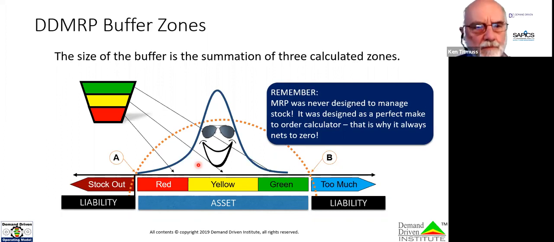And I think we just need to remember that MRP was never designed to manage stock. It was designed as a perfect make-to-order calculator. And that is why it always nets to zero. And because it netted to zero all the time and we were out of stocks, people started adding safety stock into MRP. MRP never originally had safety stock in it. People have added that in there because when things go wrong, they had no way of catching up.